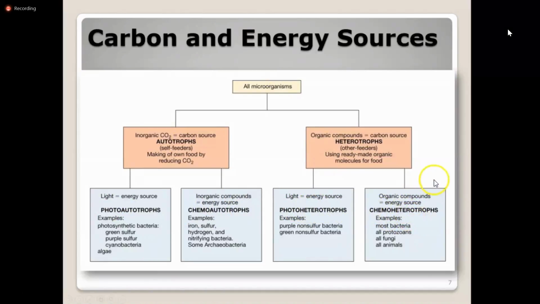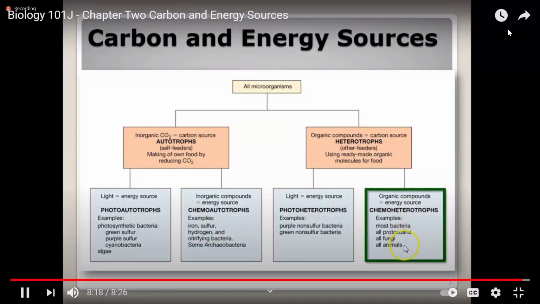Again, listen carefully. These four types. While this class focuses a fair amount on pathogens, what we're really going to be looking at a lot is going to be chemoheterotrophs. And so you can see here it's most bacteria, all protozoans, all fungi, all animals, that sort of thing.